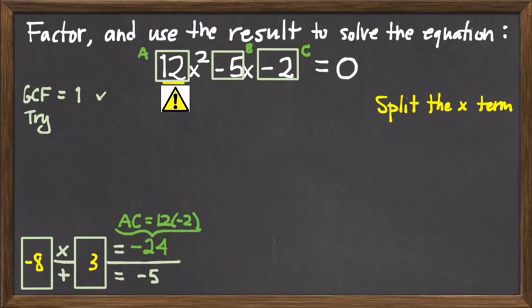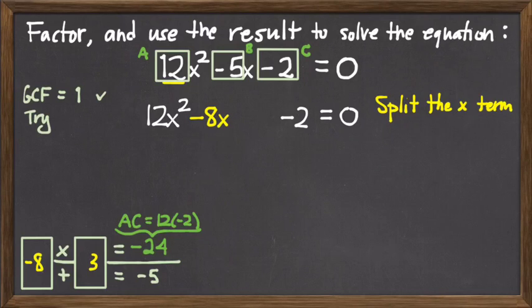It would be 12x squared. So 12x squared, we're going to leave that alone. We're also going to leave the -2 at the end here alone. And then -8x plus 3x. Yes.